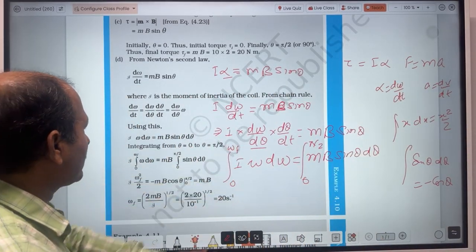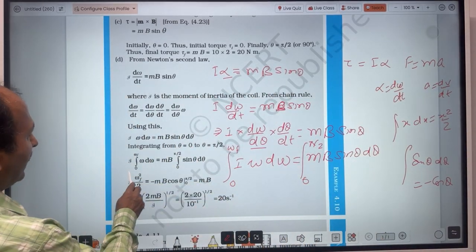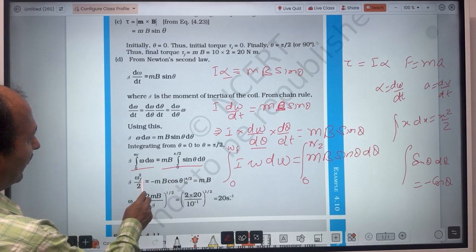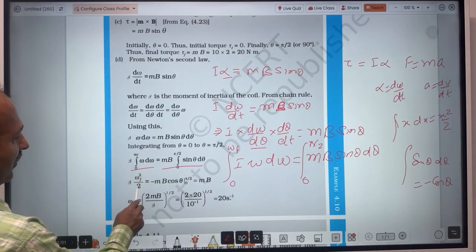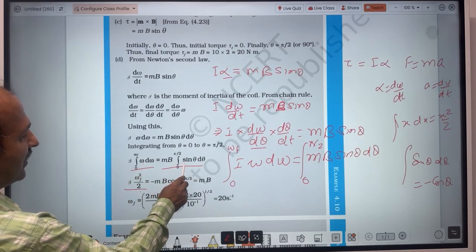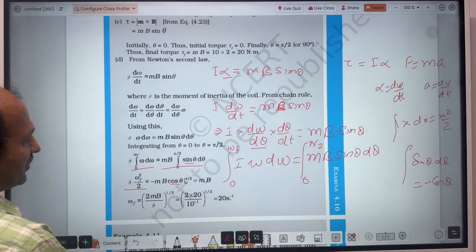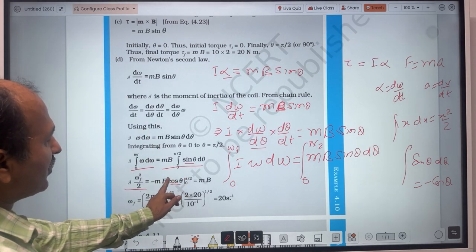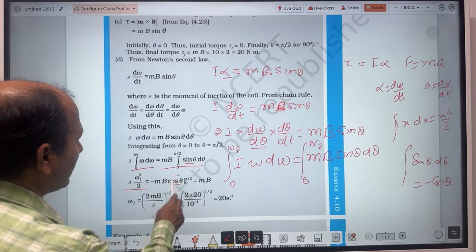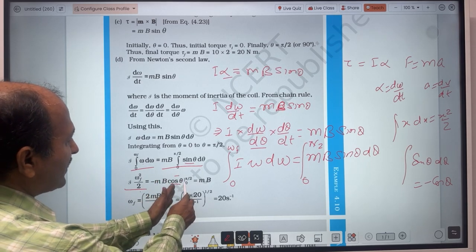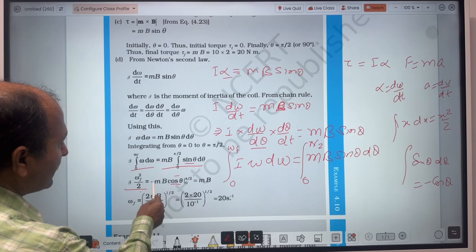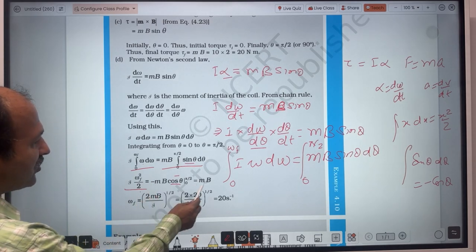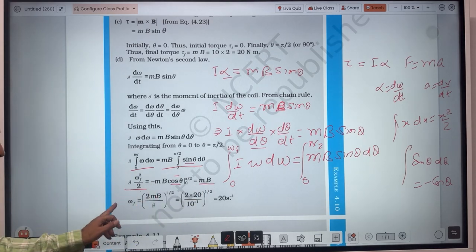I am removing these portions because everything is clear. Up to here it is clear. Here this will become omega square by 2, no problem. Sine theta will give minus cos theta. We put the limits. When we put the limits, cos pi by 2 will give 0 and cos 0 will give 1, because here there will be a minus sign: minus cos pi by 2 minus cos 0. So that minus sign will cancel this minus sign, and you will get MB, right?